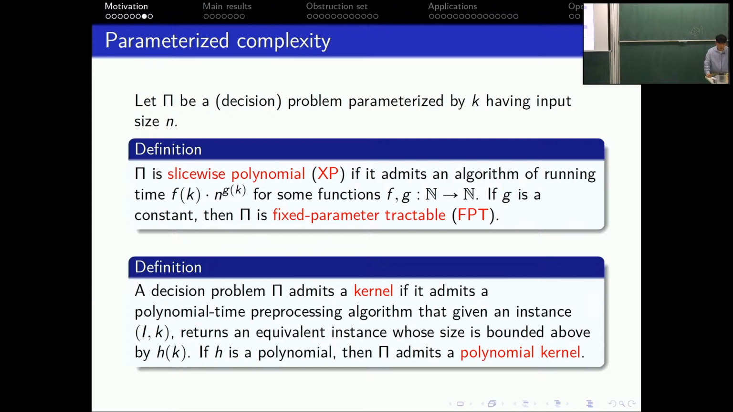It is known that a decision problem pi is FPT if and only if it admits a kernel. So what is a kernel? A decision problem pi admits a kernel if it admits a polynomial-time preprocessing algorithm that, given an instance (I, k), returns an equivalent instance whose size is bounded. And if this bound is polynomial, then we say that pi admits a polynomial kernel. Here, equivalent means that the original instance and the resulting instance always give the same answer.